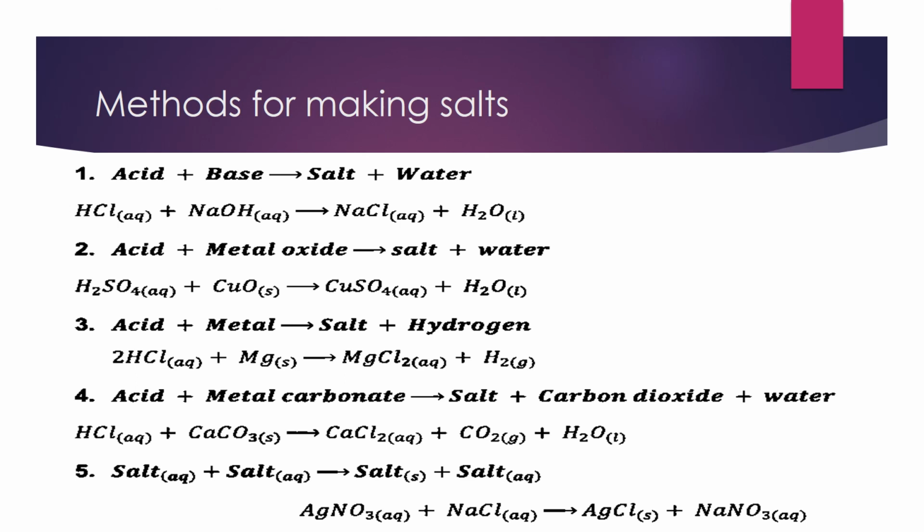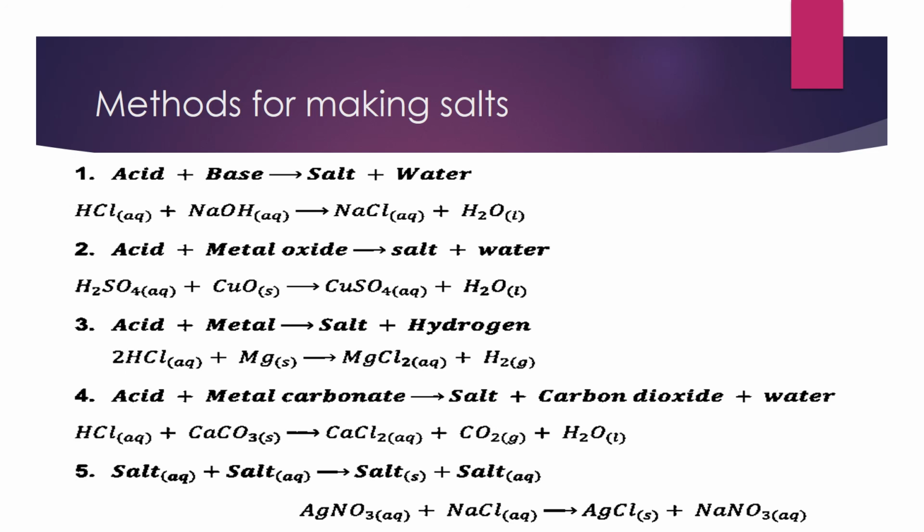Just like sulfuric acid, when it reacts with copper oxide, this copper replaces the hydrogen from the sulfuric acid and the product is copper sulfate and water. In third, you can see that an acid reacts with a metal and the product is a salt, and hydrogen gas is released during this reaction.